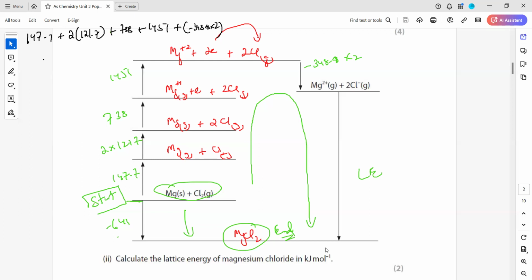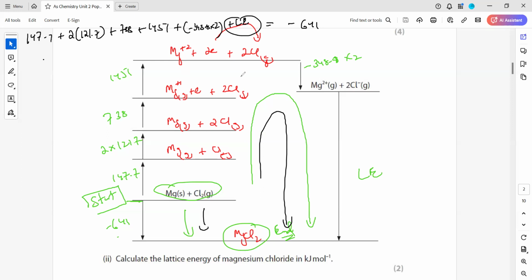348.8 multiplied by 2, because this value plus the lattice energy is equal to the formation, because the overall energy of this route will be equal to the energy of this route, and the energy of this route is minus 641. Lattice energy is our subject, so we just work out the lattice energy, which will be around negative 2520. Lattice energy should be negative because when ions form a compound, it's a bond formation, so it must be negative. Is it clear?